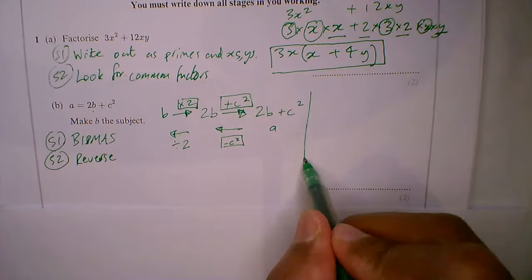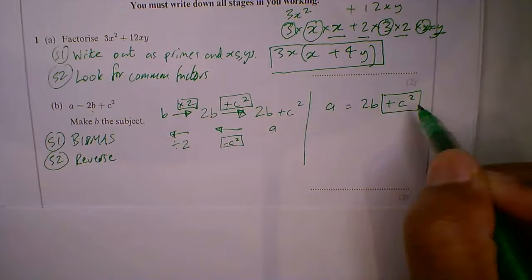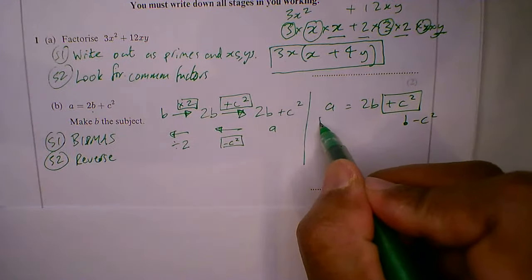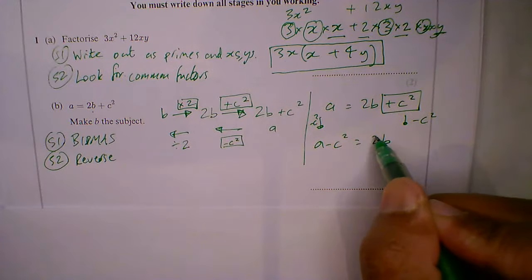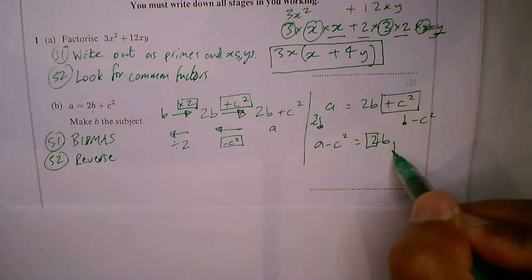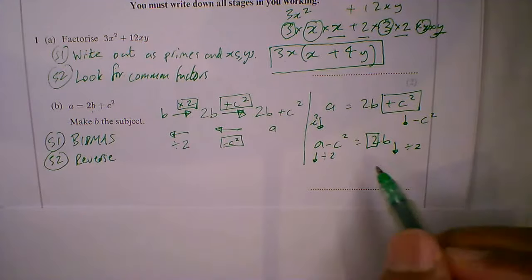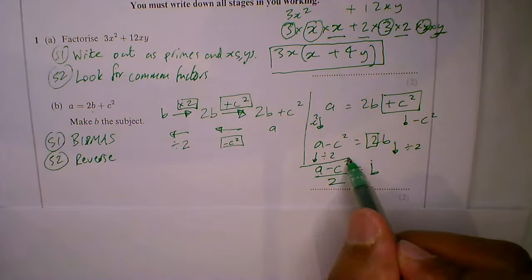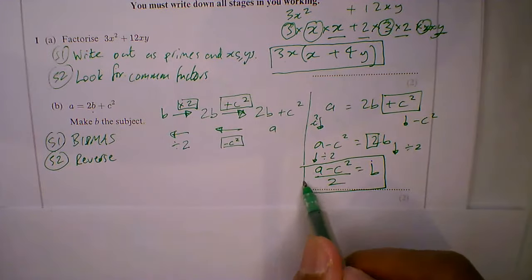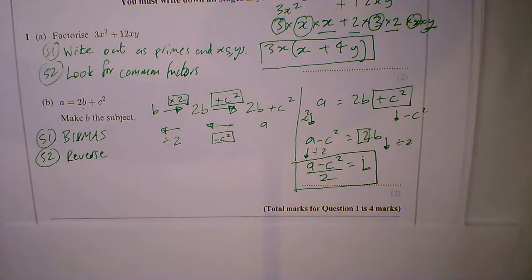So if we write this out here: a equals 2b plus c squared. Opposite of that is minus c squared on both sides. a take away c squared equals 2b. And then the opposite of this is to divide by 2. So that becomes a minus c squared, all over 2, equals b. And that is my final answer. So that is question 1, which is worth 4 marks.